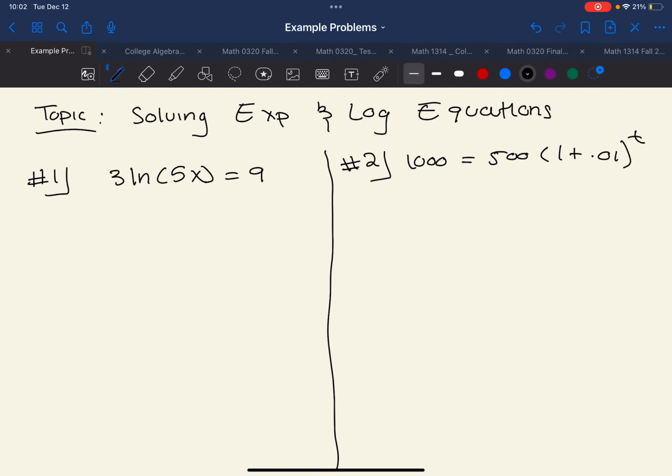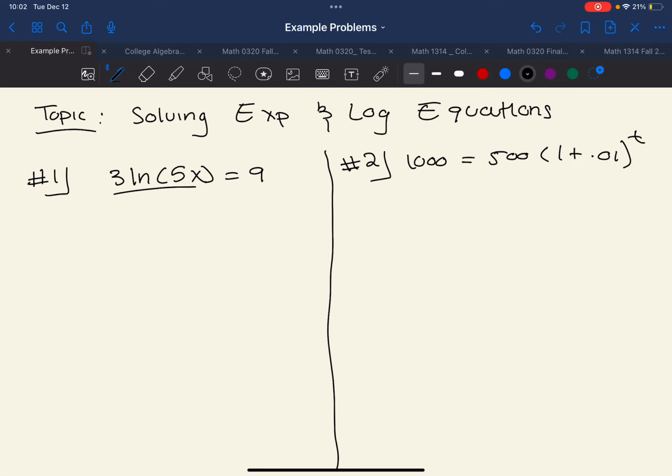The topic we're going to go over is solving exponential and log equations. So I have two examples here. The first example, I have 3 natural log of 5x is equal to 9. In order to solve exponential and log equations, we have to use the inverse. But before we can use the inverse, we have to make sure our function is by itself. So for example, on number 1, we have a 3 in front of our natural log of 5x.